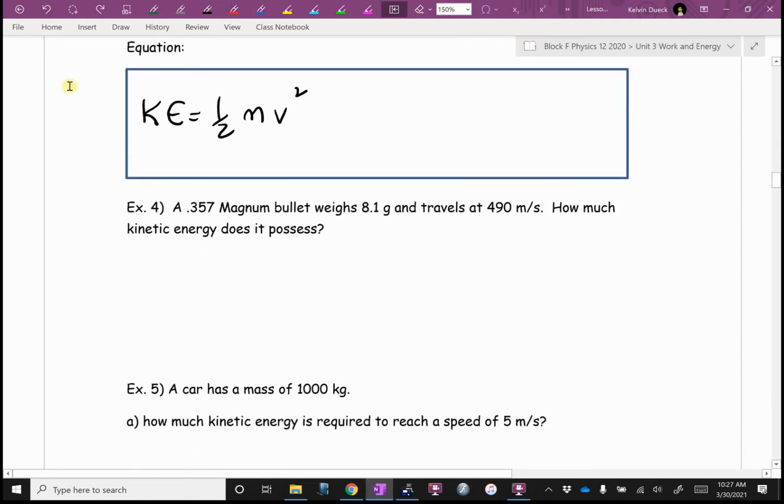Okay. I looked up the specs online for a .357 Magnum bullet. It weighs 8.1 grams. How many kilograms is 8.1 grams? Well, first of all, how many grams in 1 kilogram? What's kilo mean? Worth memorizing. Okay, 1,000. So divide by 1,000, it's 0.0081 kilograms.